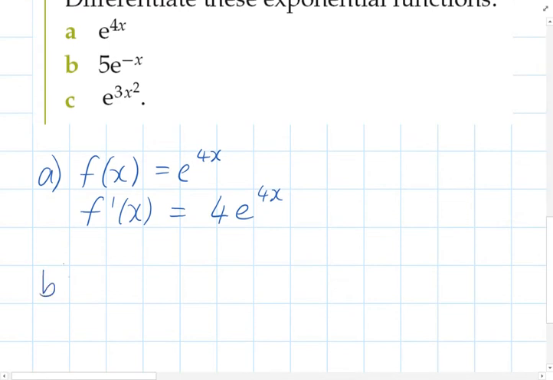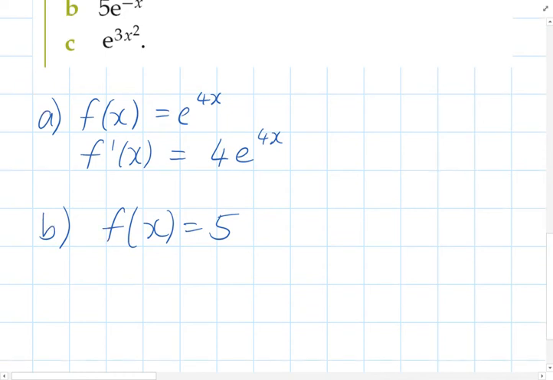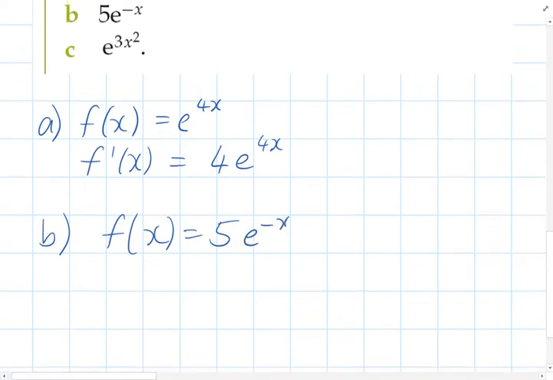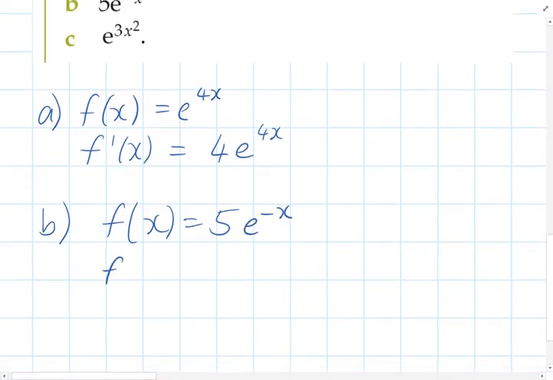Okay, question B, our function is 5e to the negative x. Okay, so when we differentiate this one, we're going to have essentially 5e to the negative x, but then we need to multiply it by the derivative of our power, which will be negative 1, and negative 1 times 5 is negative 5. And so that's all we need there.